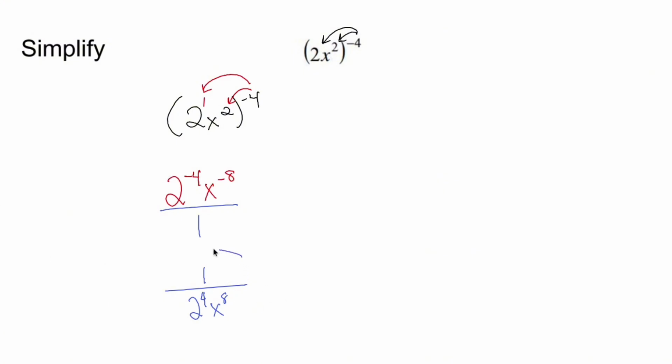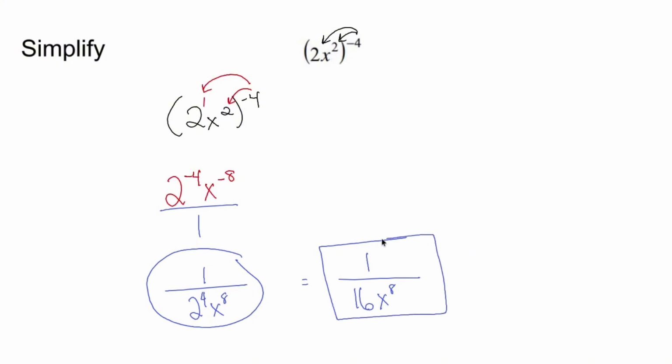Now, that might be good for many teachers. Some teachers might want you to say, all right, well then what's 2 times 2 times 2 times 2? 16. So maybe this is another possible way that you can answer this. Either one is technically correct, but in this case, that is what you get when you simplify.